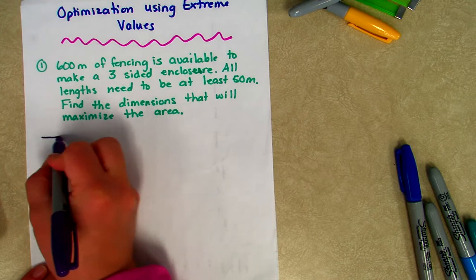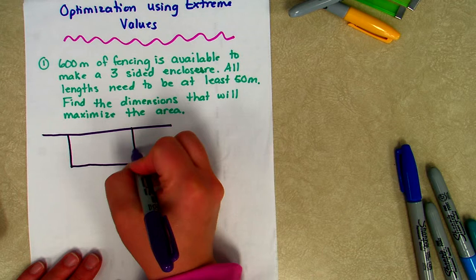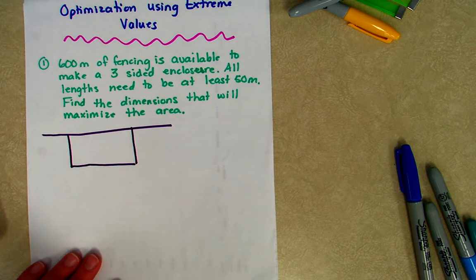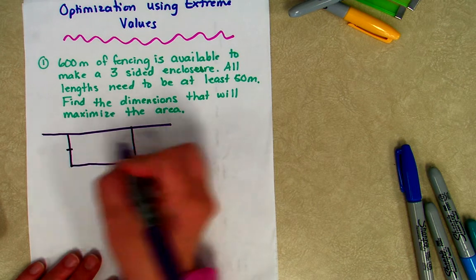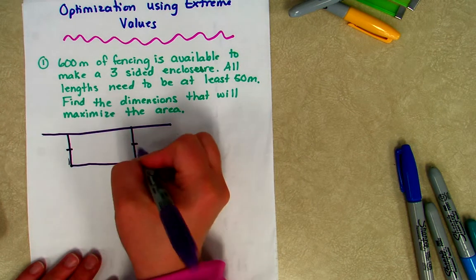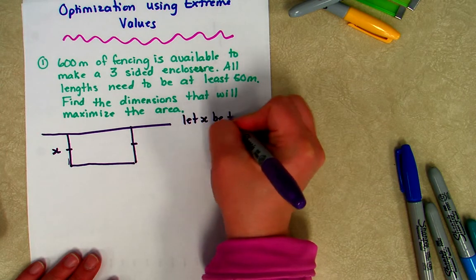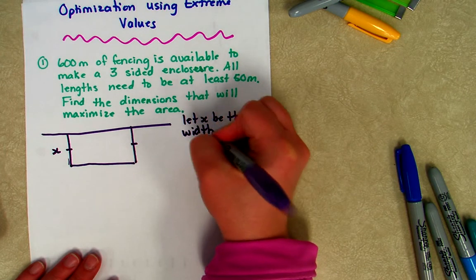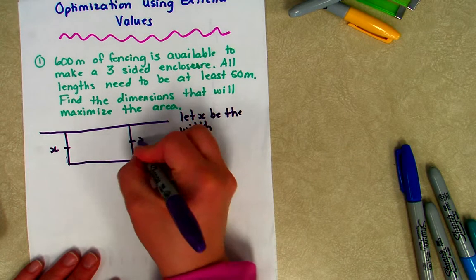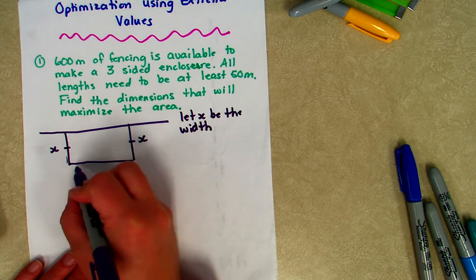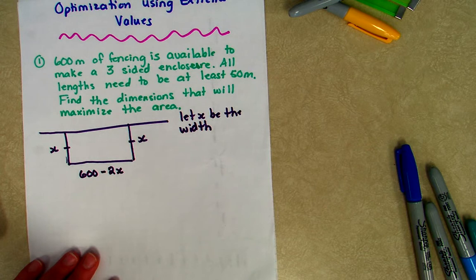So more than likely we have some sort of building, and we're going to be putting three sides of fencing. Now, it's always a better idea to introduce a variable to the most like things. Those two lengths are going to be the same, so that's going to be x. So I'm going to say let x be the width of the enclosure. Now, I have 600 meters of fencing, and so I've used up 2x. So this length is going to be whatever 600 take off 2x is going to be.